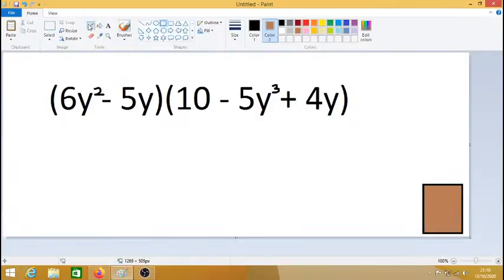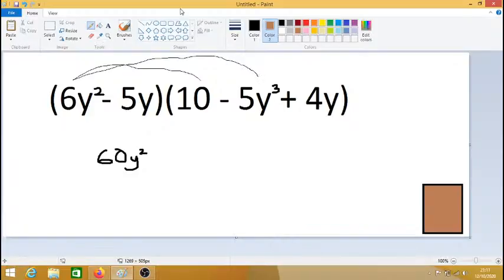So just focusing on the 6y squared and multiplying through, you'd get 6y squared times the 10, that's 60y squared. And then the next one is the same 6y squared. Imagine the minus 5y is covered up, so just the 6y squared is visible.